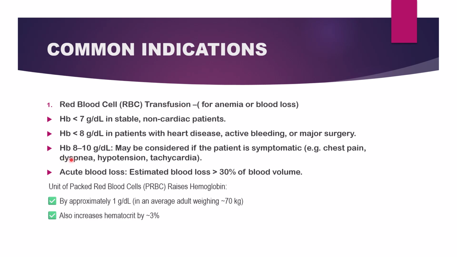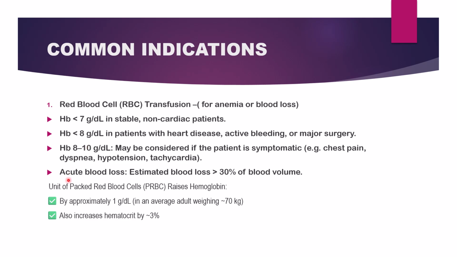Then the next case is if the hemoglobin level is between 8 to 10 gram per deciliter and the patient is symptomatic, which means the patient has some symptoms like chest pain, dyspnea, hypotension, or tachycardia. Then we need to transfuse PRBC in such cases.